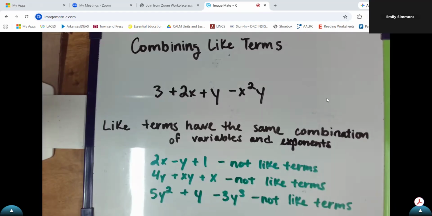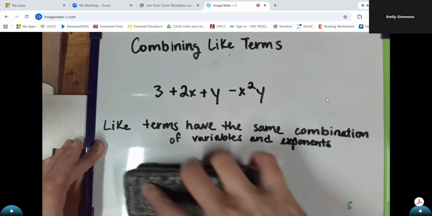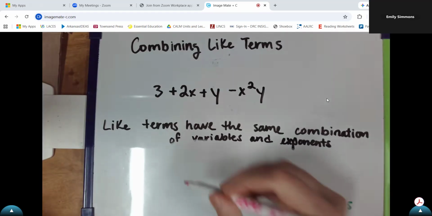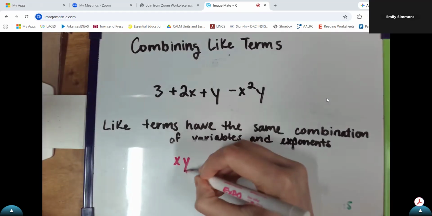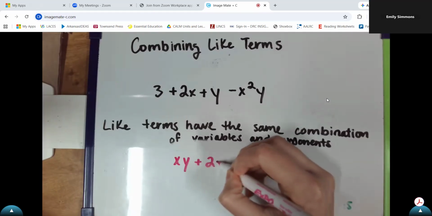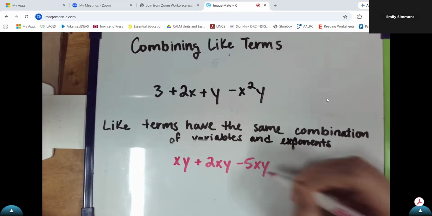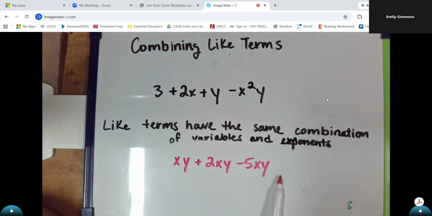Now, when we do have like terms, we can combine what we have. So back to our earlier example of xy plus 2xy minus 5xy, I can combine these three terms.